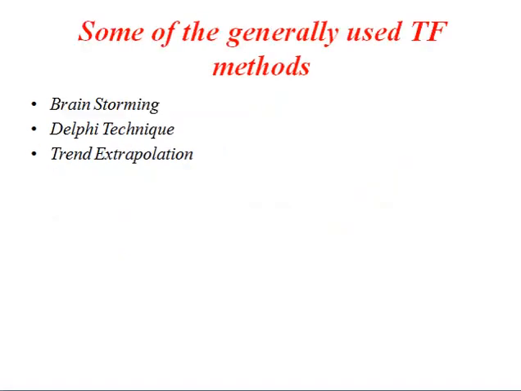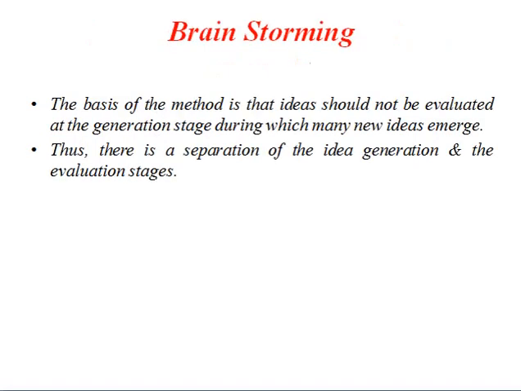So we'll start with the general methods usually we're going to consider in technology forecasting. We have listed the three major methods, starting from brainstorming, second one consider it as a Delphi technique, and third one consider it as a trend extrapolation. So let us discuss one by one. Initially we have started with the first method called brainstorming.